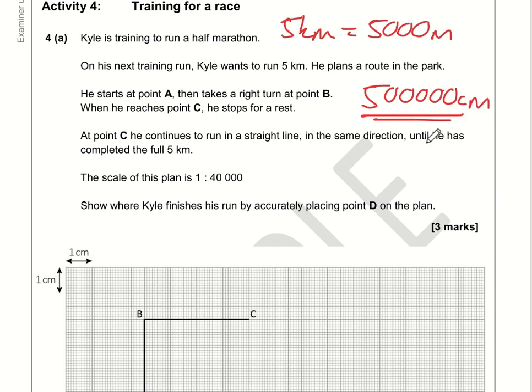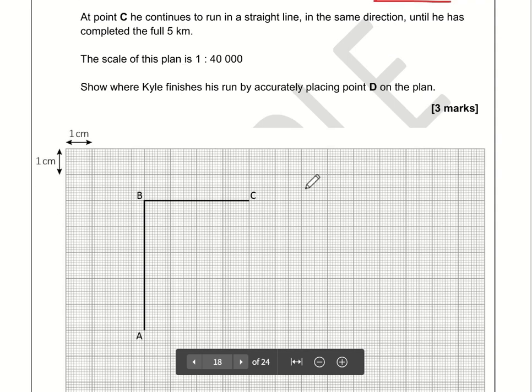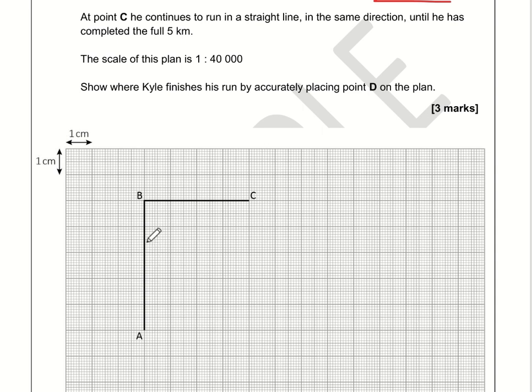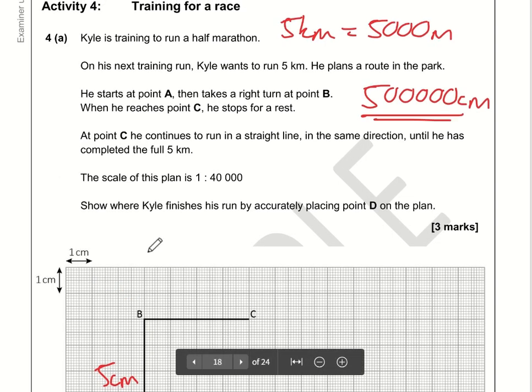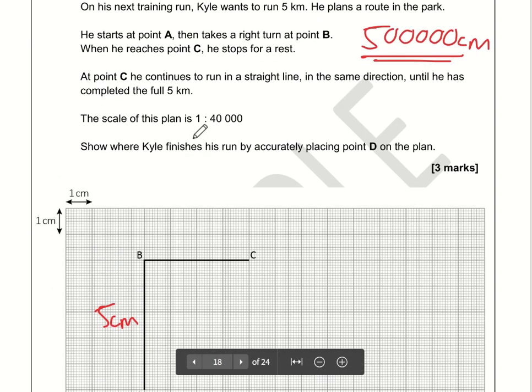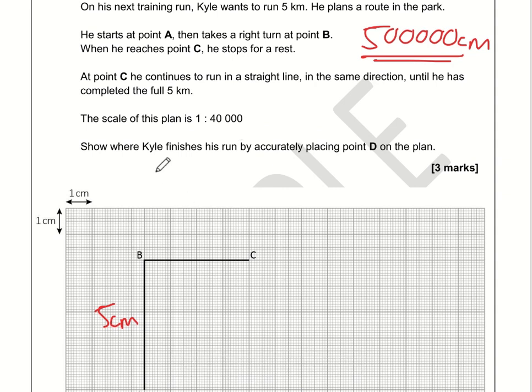Okay, so how many centimetres on the scale has he done to go from A to B? 1, 2, 3, 4, 5 centimetres. So 5 centimetres, what is that in real life? Well, that's going to be 5 times by 40,000. 5 times 4 is 20. Put those 4 zeros in. So that is 200,000. So 5 centimetres is 200,000 centimetres in real life. In brackets, I'll put the real life.